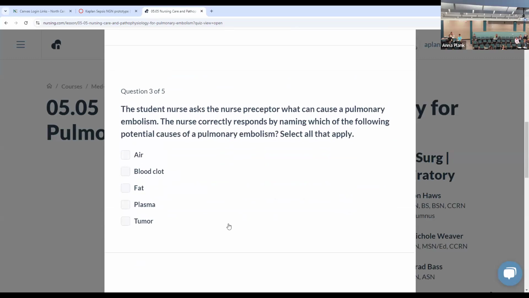All right, select all that apply. We know we love these. Can air cause a pulmonary embolism? Yes. What about blood clot? Yes. What about fat? Yes. What about plasma? No. What about tumor? Yes. You feel confident on that one?